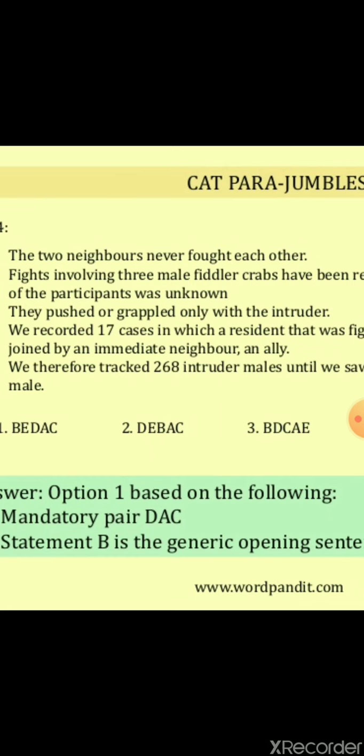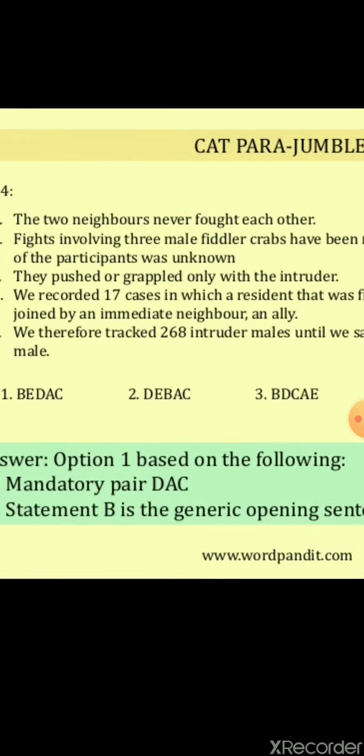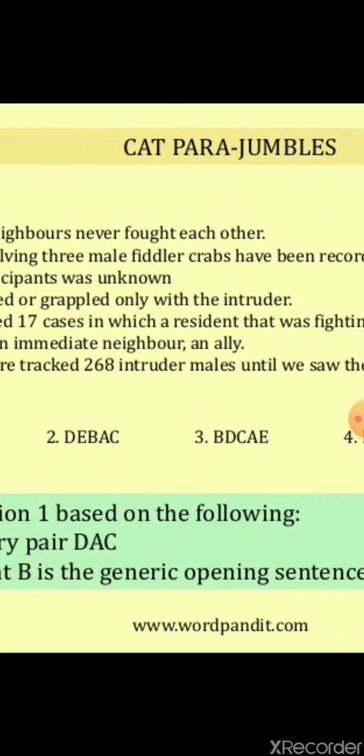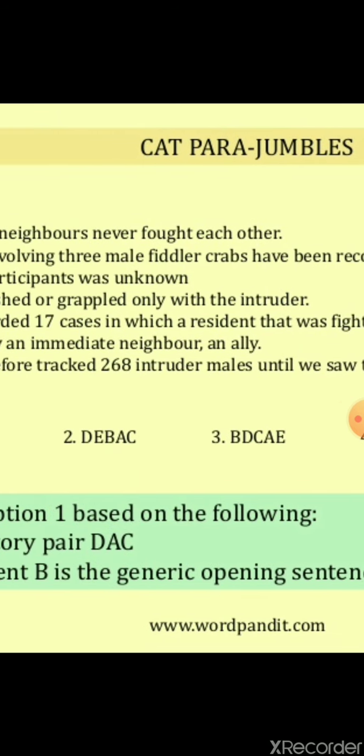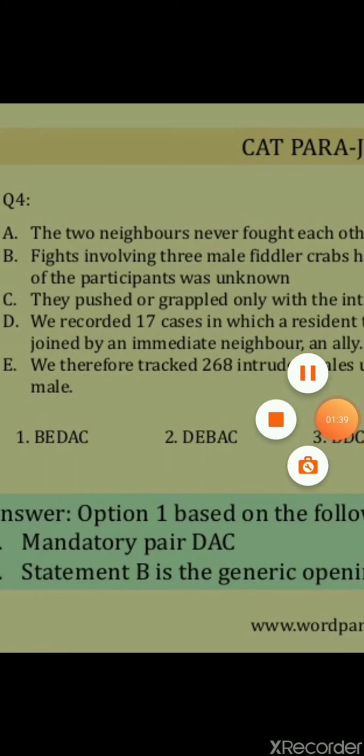So B is coming in three options. Option 1 also has B, option 3 also has B, option 4 also has B. But we have another clue, that is pairing. So D, A, C, where they are coming collectively. Let us find out. D, A, C, first option. D, A, C, no. So the first option is our correct option. This is the terminology: using all three clues to find the correct answer in para jumbles.